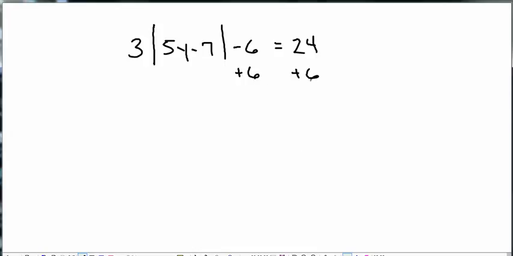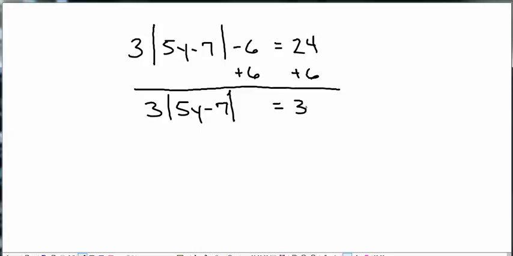What's 3 times the absolute value of 5y minus 7, minus 6 equals 24. So if you add 6 first to each side, then 3 times absolute value of 5y minus 7 is going to equal 30. And then you would divide by 3, right? So you're going to get the absolute value of 5y minus 7 equals 10.